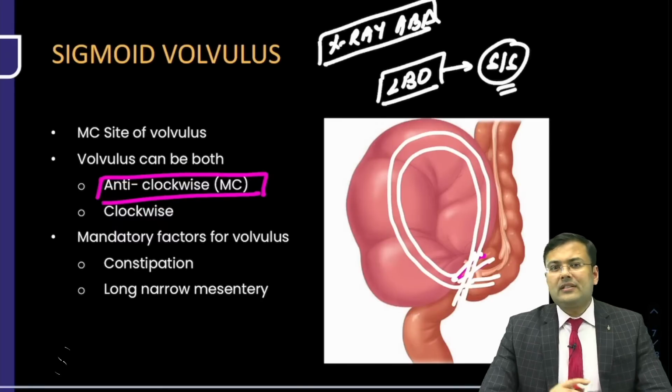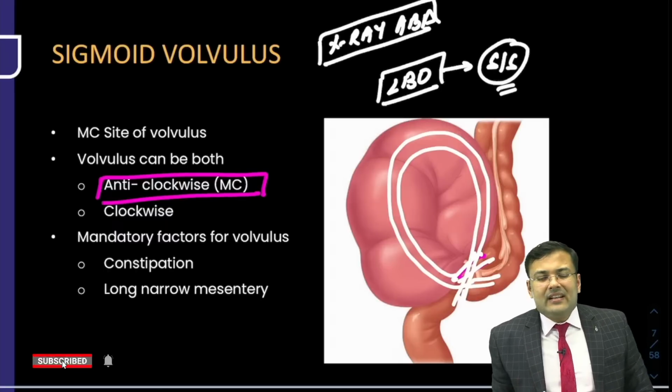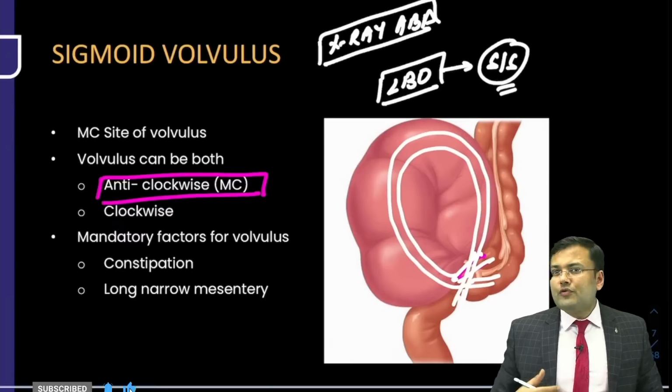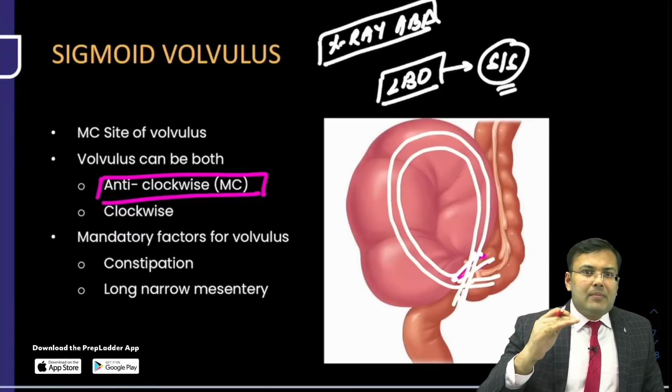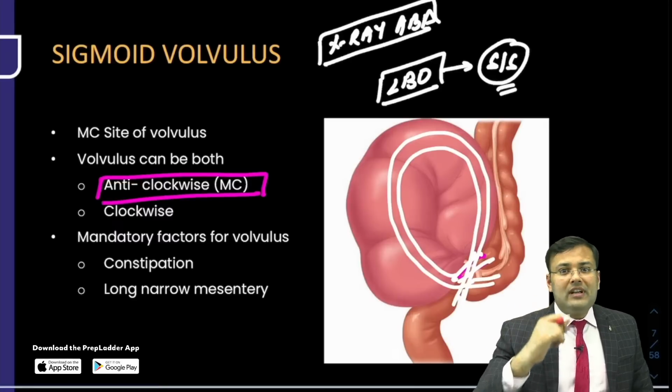In the majority of cases, two views are required. One is supine and the second is erect. Supine is better than erect. Supine is used for the site of obstruction. The upright or erect view is used for air fluid levels.